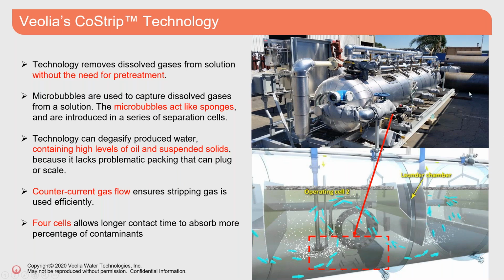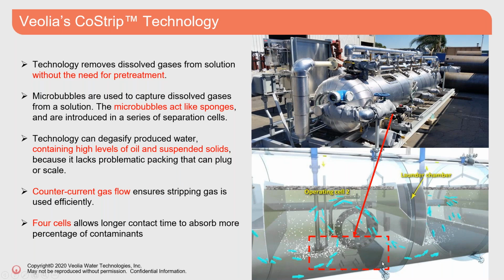The CoStrip unit that you see on the top right corner here is a horizontal vessel where the water comes in through one end, goes through the vessel of 4 cells, and then comes out at the other end. This unit right here is our pilot unit, and it comes as a complete skid with the vessel, the effluent pump, an acid skid, all the instruments, valves, and also a PLC panel.